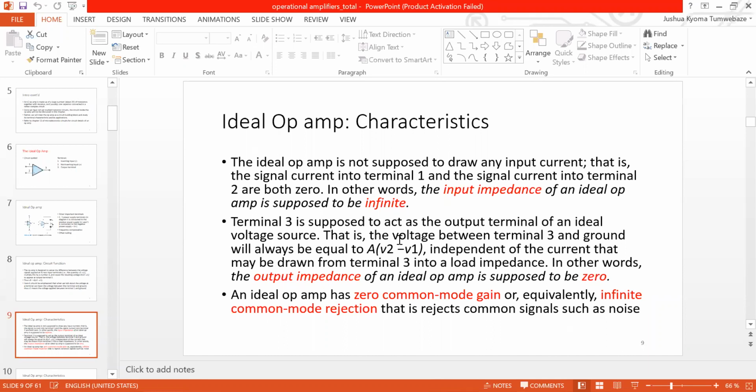So because of that, we say that the ideal op amp has 0 output impedance. Those two characteristics are very important: infinite input impedance and 0 output impedance. They help you to design and also to understand the different op amp circuits. Another important characteristic is that an ideal op amp has 0 common mode.